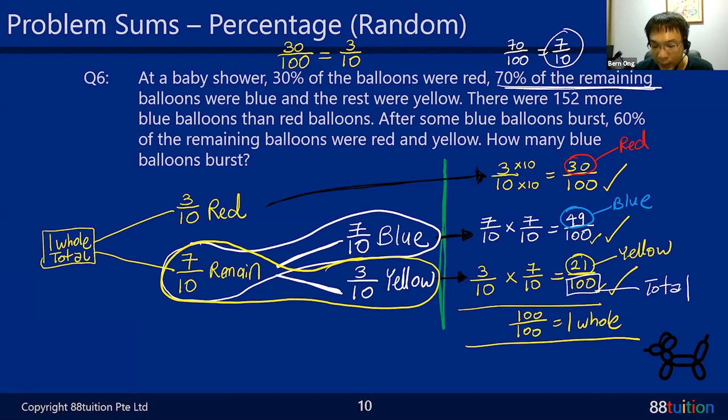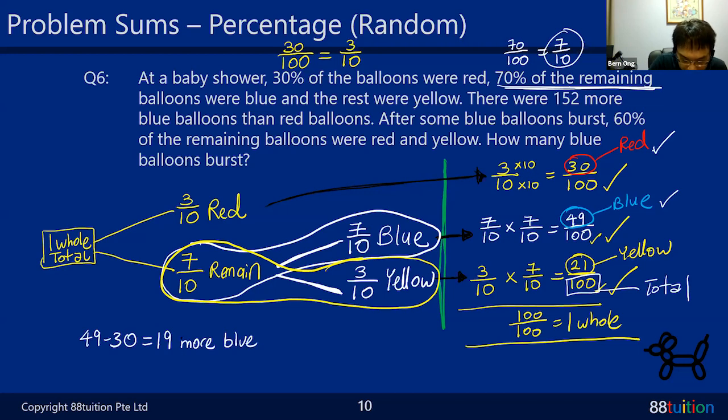There were 152 more blue than yellow. Is it true that blue got more than yellow? Sorry, is it true that blue got more than red? Right, blue got more than red. Yes, 49 minus 30. So blue got 19 more. All right, 19 more blue, or 19 units more.